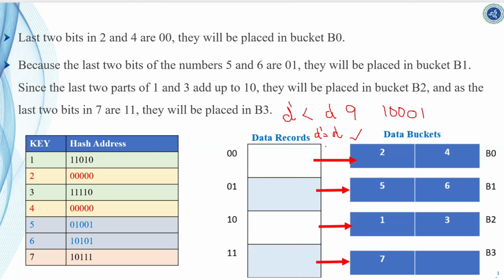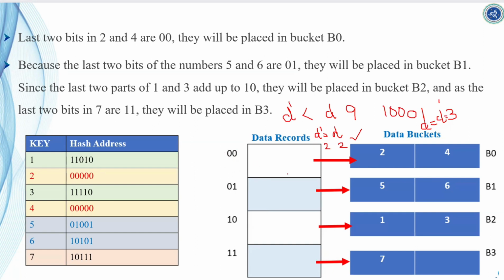So here it is 2, right? This is also 2, and increment the value by 1, that is D prime is equal to 3 as well as D will also be equal to 3. So D is equal to D prime is equal to 3. When D is equal to 3, we need to expand the directory by 3 bits. 3 bits has to be used.